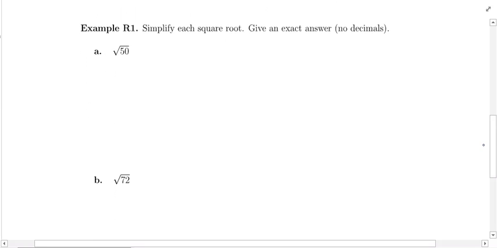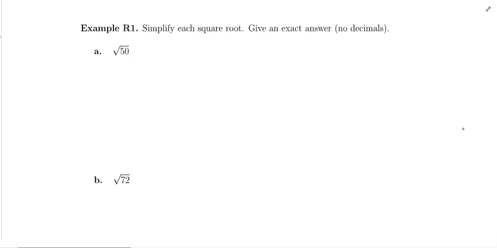Example review number 1. I give you a couple of square roots and I want you to simplify them. It says give an exact answer, no decimals. We're going to start off with the square root of 50. There is a way to quote unquote simplify this. It may not look simplified, but in the world of mathematics, it's considered simplified.